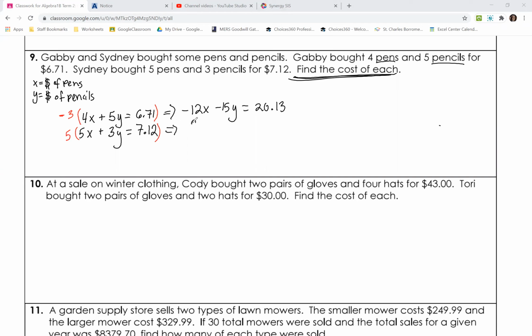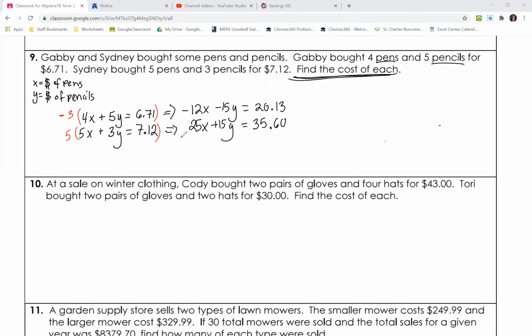Okay, 5 times 5 is 25x plus 15y. Oh, there's my matching coefficients that are going to go away. Good. Equals $35 and I think 60 cents I had. I think that was right. Let me double check. Yes. Okay. You guys caught me. I am using a calculator too. I'm not trying to take forever doing long multiplication problems.